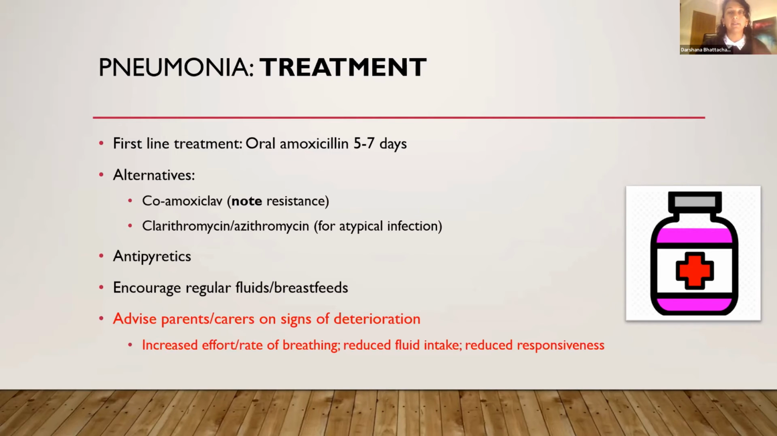It's always good to safety net in this situation. So do tell the parents what signs to look out for if the child is deteriorating. So if they appear to have an increased effort in their breathing or are breathing quicker, if they're eating and drinking less or they're more lethargic, then do ask the parents to seek medical attention again. It's always prudent to review the child if you're in primary care after 48 hours if their fever doesn't settle, because in the context of a pneumonia, if they have ongoing fevers, then they might be at risk of developing an empyema or pus within the pleuritic space.